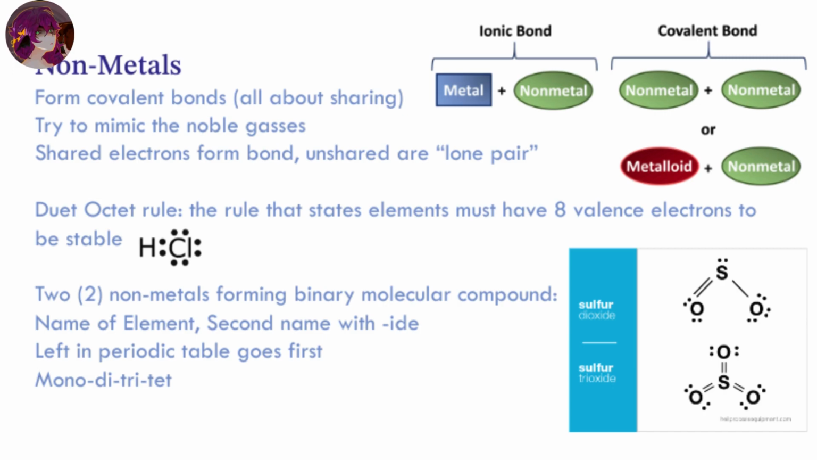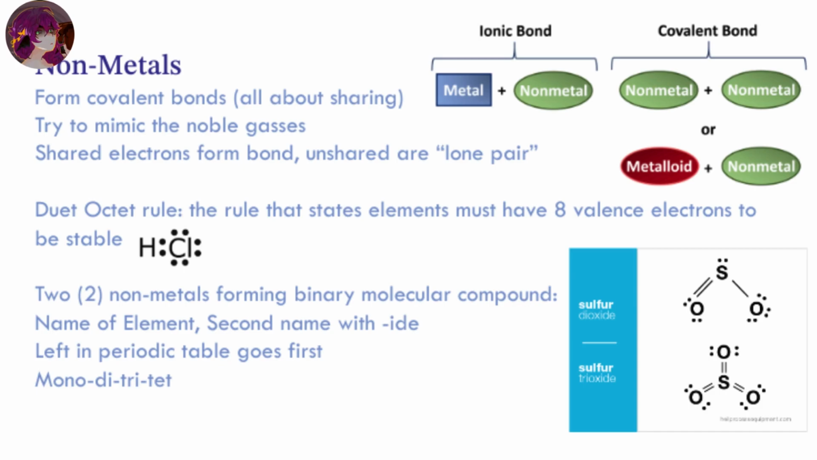Due to the duet octet rule, atoms must have 8 valence electrons to be stable. Here we have hydrogen and chloride. So the hydrogen with its 1 electron would combine with the chloride to become a covalent bond.